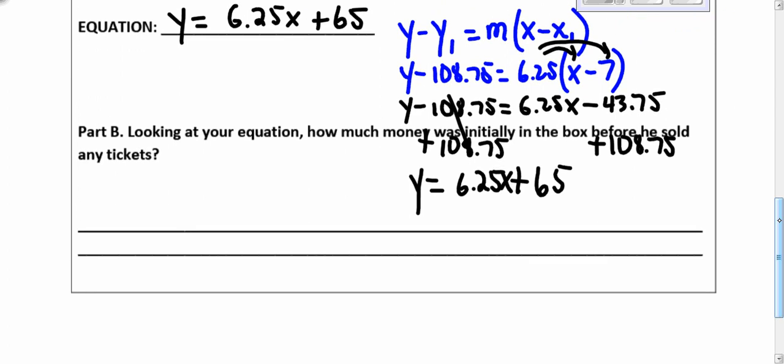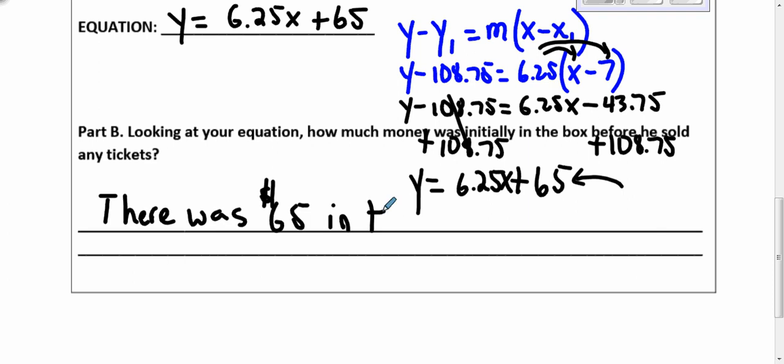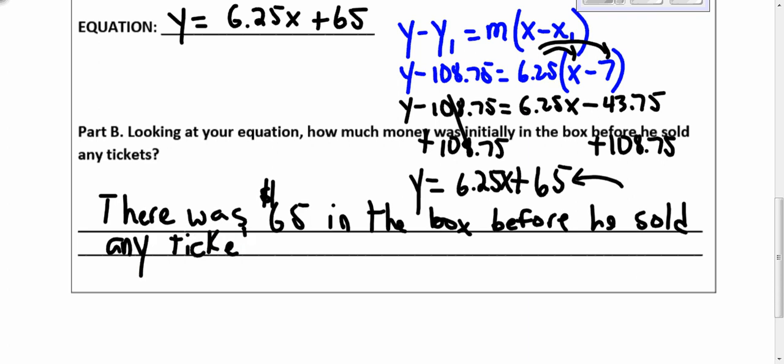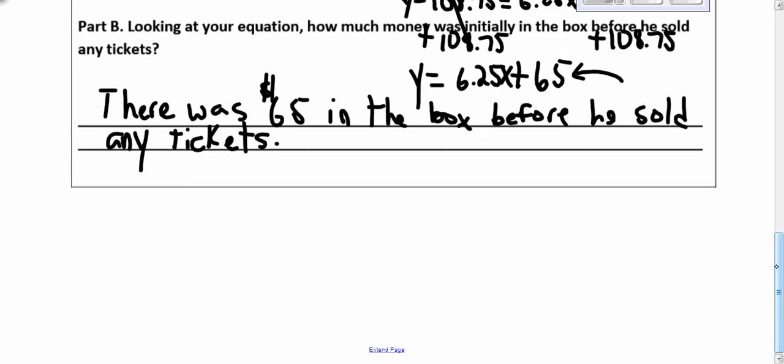Looking at your equation, how much was initially in the box before he sold any tickets? Initial value. You figured that out using the point slope formula. There was $65 in the box before he sold any tickets. You don't really have to explain it because you just showed all the work, and that backs up your answer.